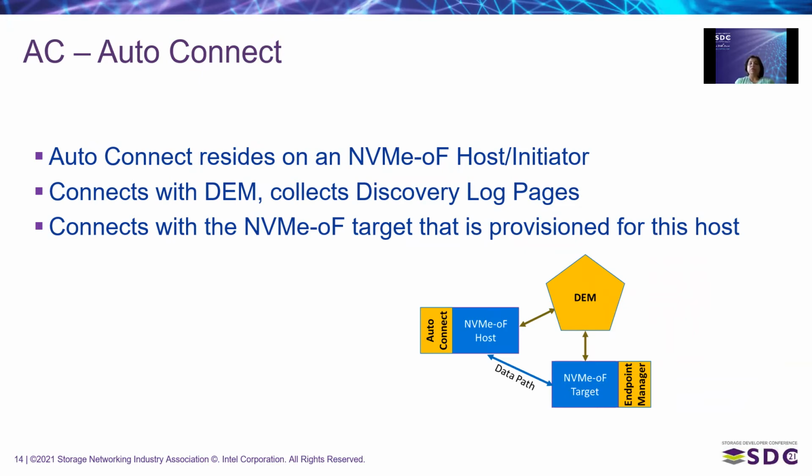So similarly, if the host auto connect is not registered with the DEM, they will have to proactively ask DEM for the information. And if they are configured, we can have DEM send the notifications about subsystems that are newly configured and that are allowed for this particular host, or if there are any changes to the resources that are already configured for this host. So basically, all of these three work in sync so that the subsystems are configured and they are accessed by the remote hosts.